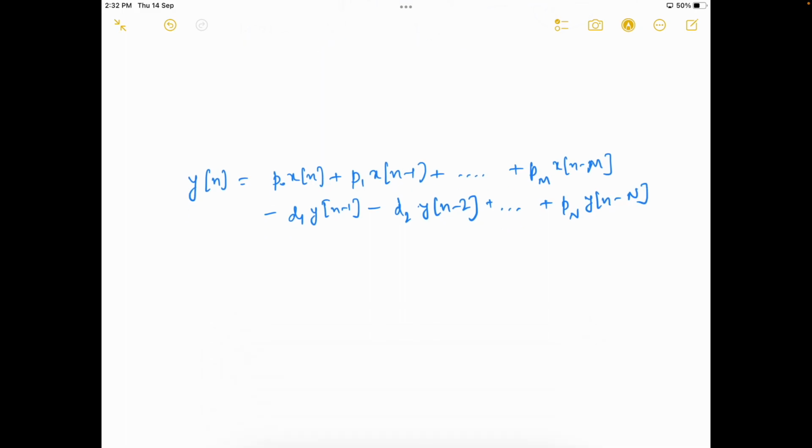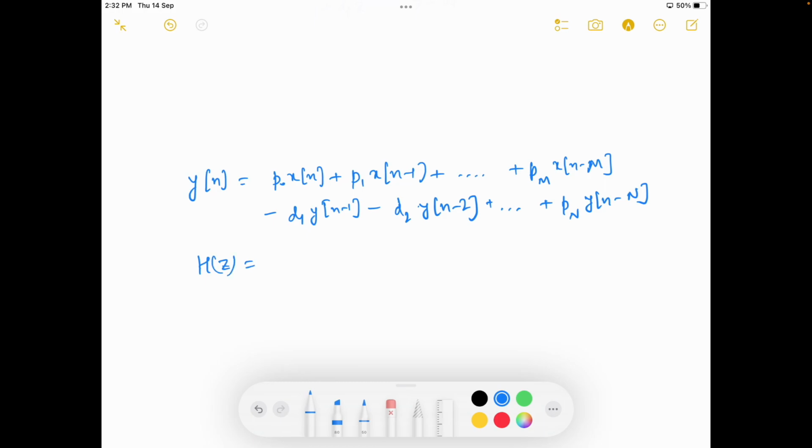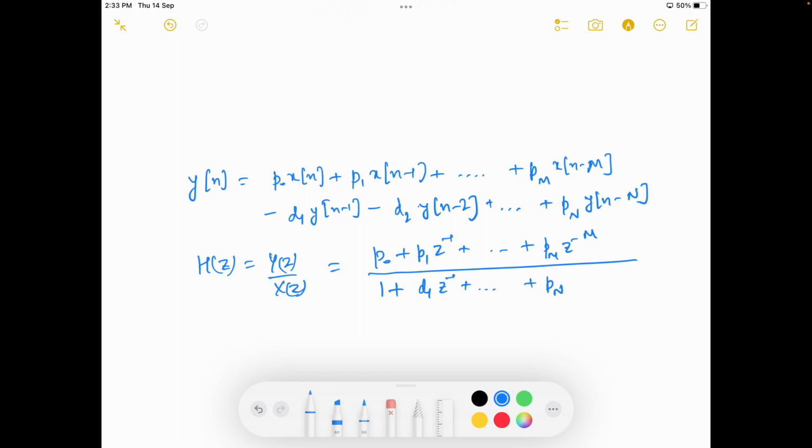What is the Z transform now? H of Z. What is H of Z? H of Z is basically y of Z upon x of Z. This is equal to P naught plus P1 Z inverse plus so on and so forth, P2 Z to the minus 2, etc., Pm Z to the power minus m, divided by 1 plus D1 Z inverse plus so on and so forth, plus dn Z to the power minus n. That's it.